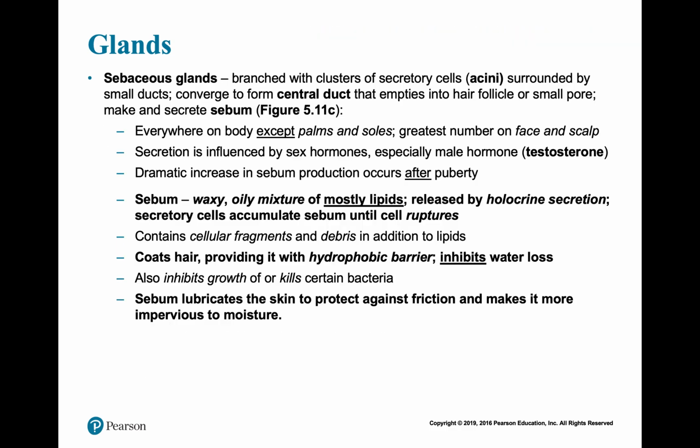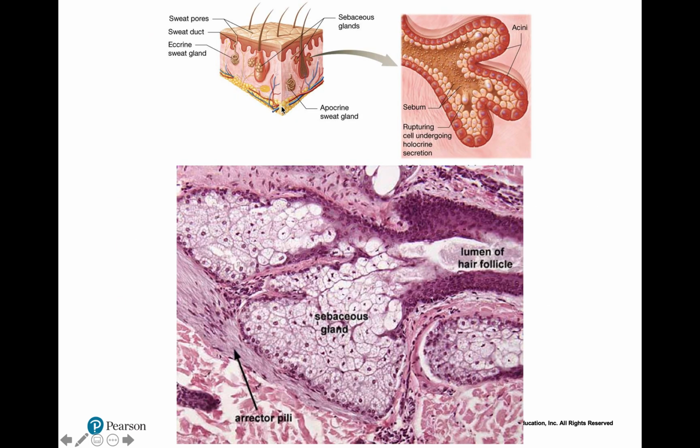Now, sebaceous glands. Sebaceous glands are also associated with hair follicles, but their structure is different. When we saw apocrine sweat glands, they're simple tubular coiled in structure, whereas sebaceous glands, which are also associated with a hair follicle, have this acini structure.